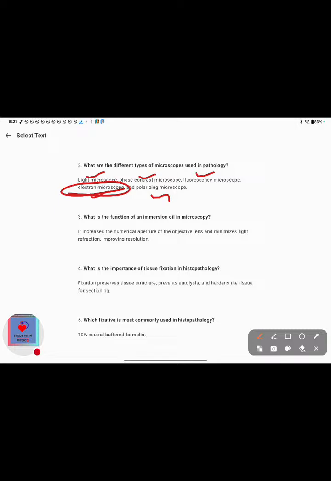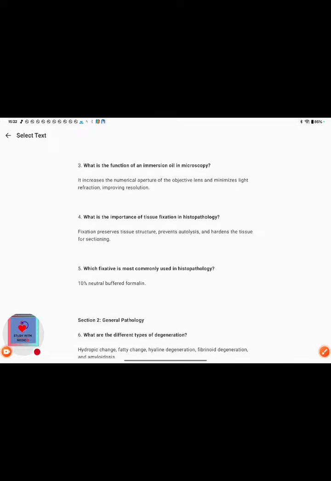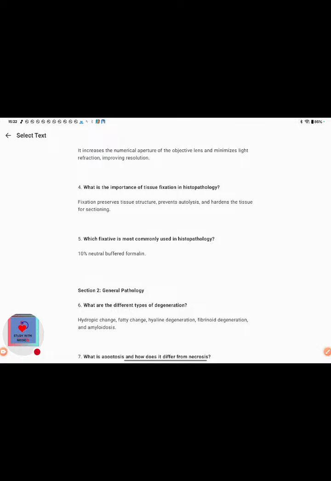Fluorescent. What is the function of immersion oil in microscopy? It increases the numerical aperture of the objective lens and minimizes light refraction, improving resolution. So use the oil immersion technique: add a drop of cedarwood oil. It increases the numerical aperture of the objective lens and minimizes light refraction, improving resolution.